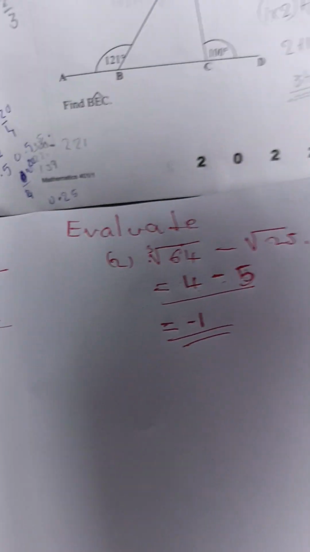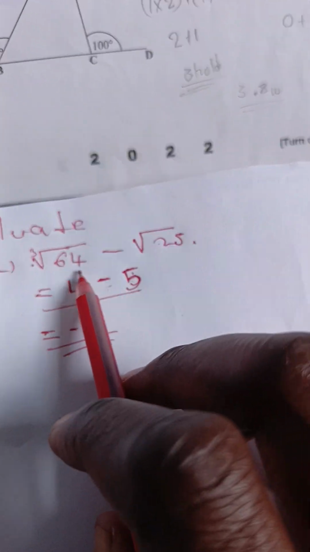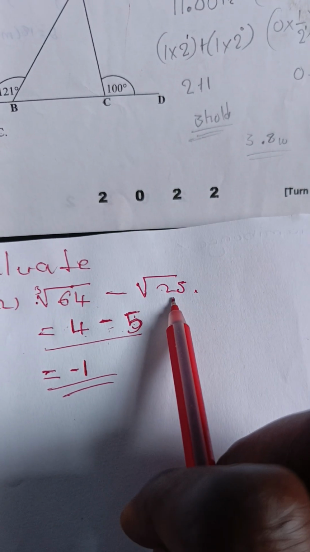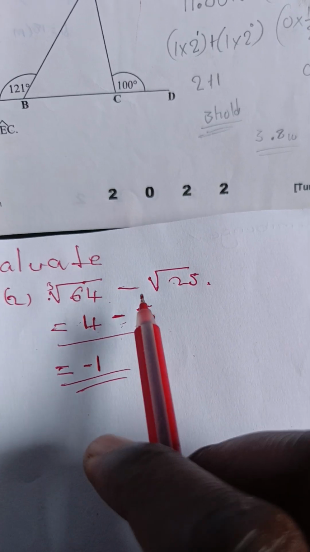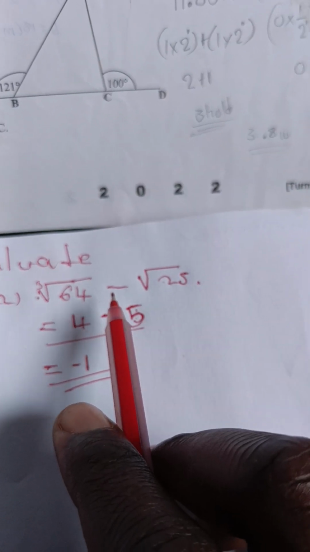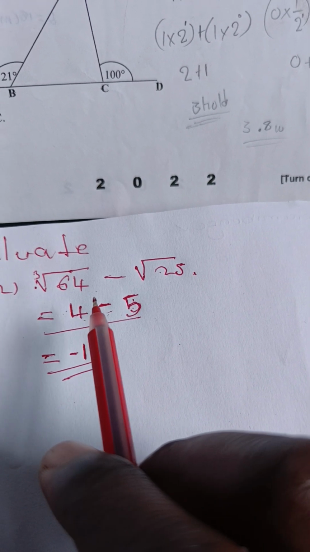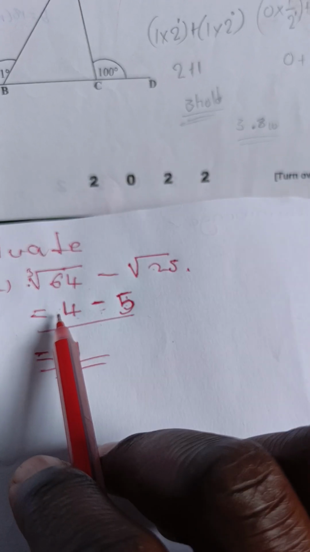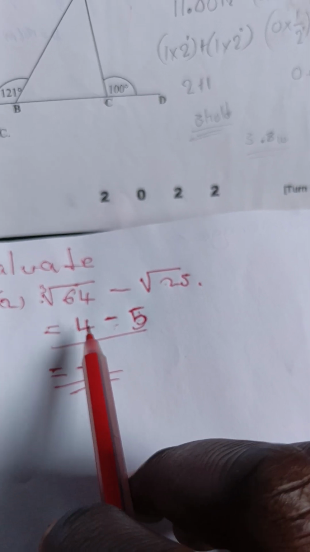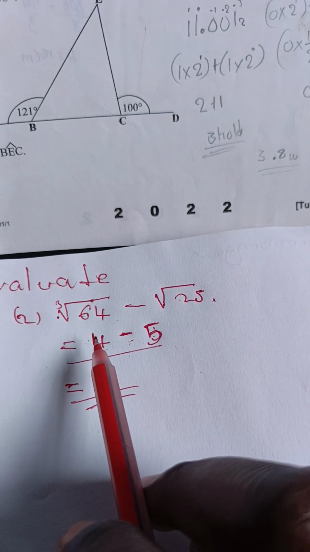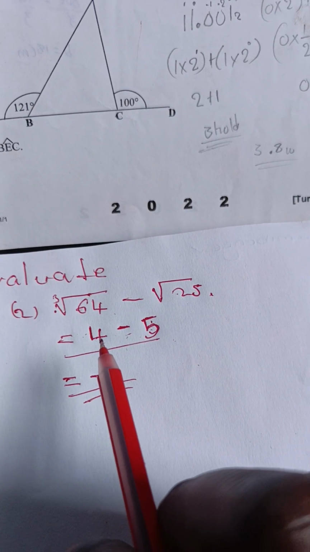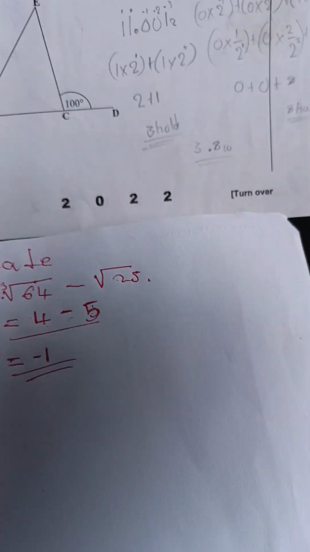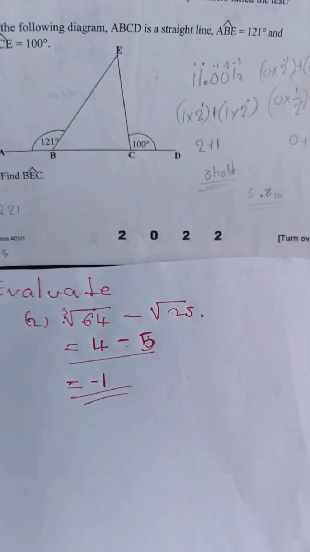So from here you have evaluate. The cube root of 64 is 4. Then the square root of 25 is 5. There is a minus there, which simply means you have to subtract. When the signs are the same, like if it was negative here, we would add. But since it is positive, when there is no sign like this, it means the number is positive. So you subtract and get the sign from the bigger number. The answer is negative 1. We are done.